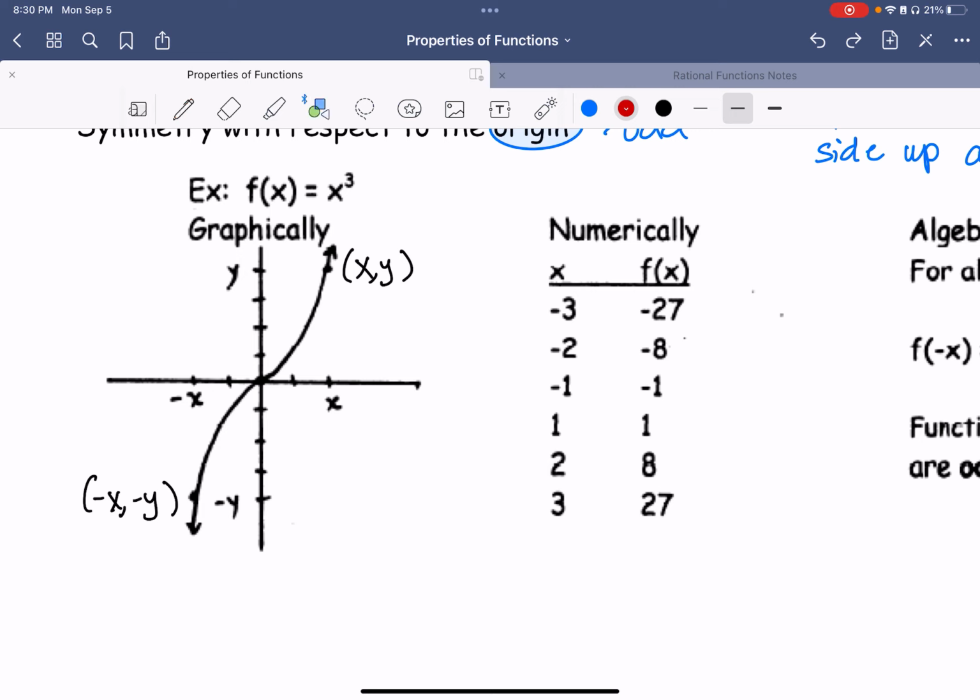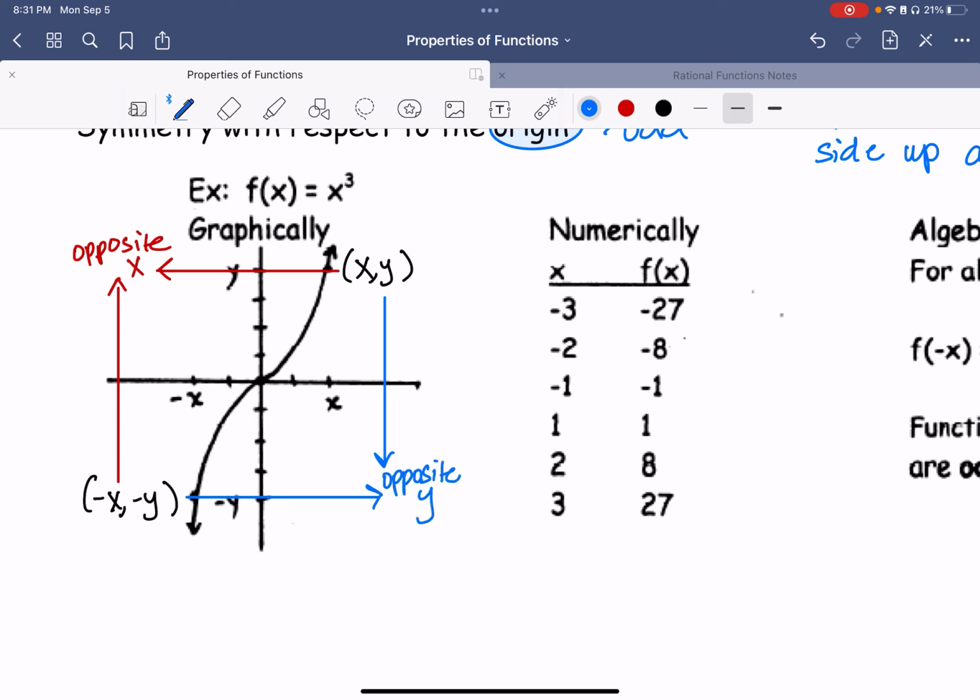opposite. Let me do it another way. This versus this one. Okay, so these two are opposite x. Now the difference between even and odd is that your y values are also going to be opposite. So notice that it changed from negative y to positive y. Okay, so both the x's and the y's switched signs, making them opposite signs from each other.